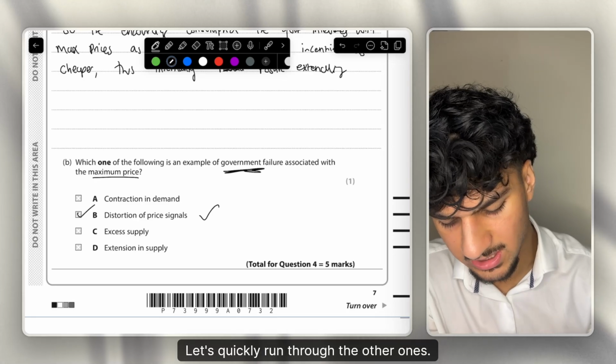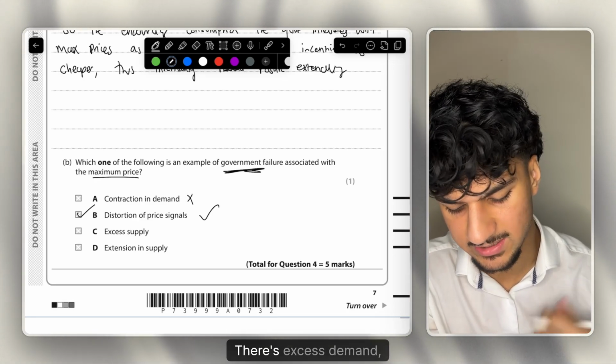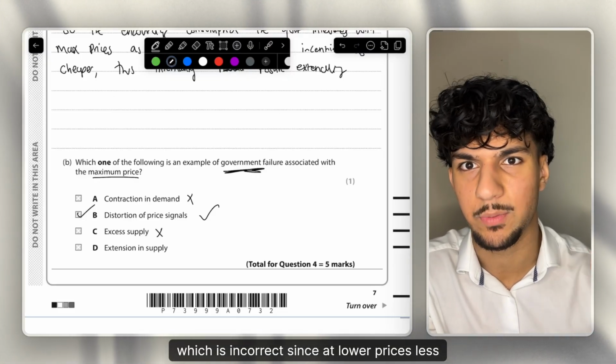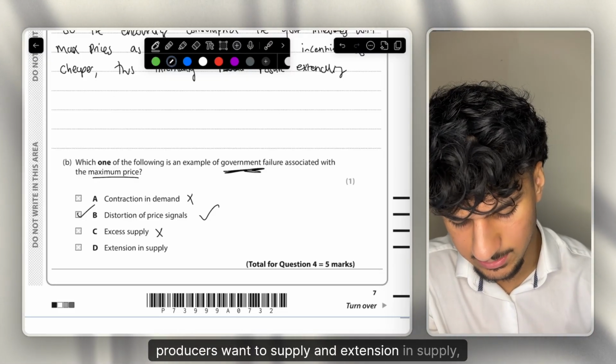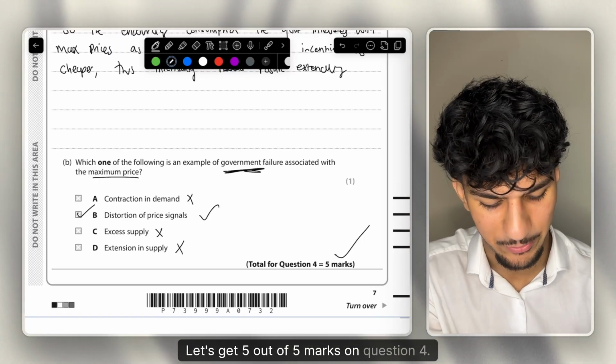Let's quickly run through the other ones. Contraction in demand, which of course is not correct since there's an extension in demand. There's excess demand. Excess supply, which is incorrect since at lower prices, fewer producers want to supply. And extension in supply, which of course is incorrect. So yeah, let's get 5 out of 5 marks on question 4.